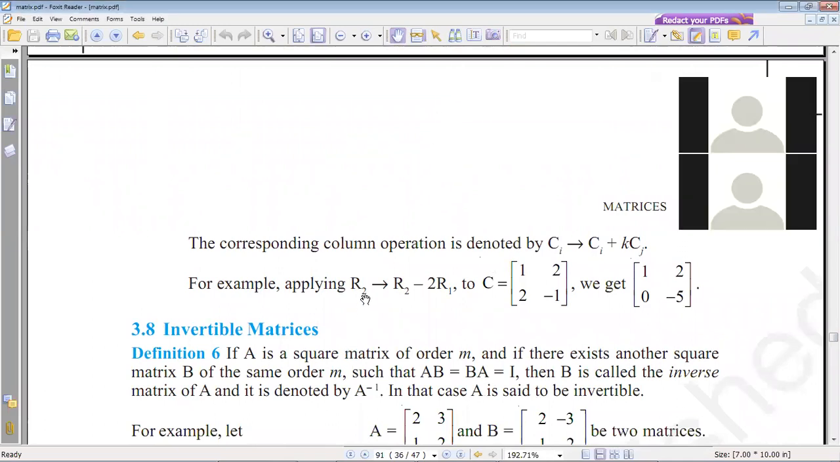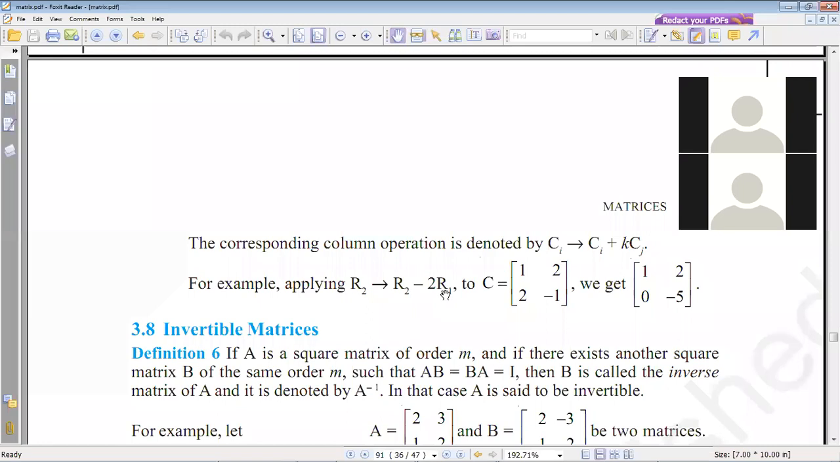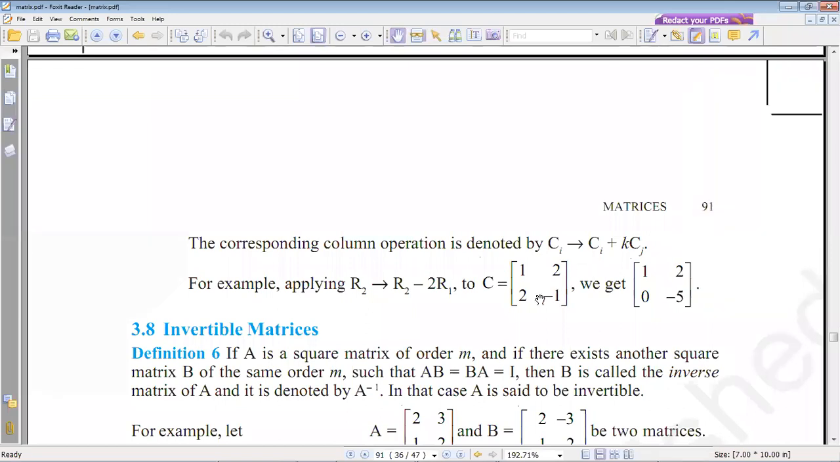In this case, see here, this row 2 is going to be changed with the help of what? Row 1. That means, with the help of row 1. This is the matrix C. So here what happened? Row 2 tends to row 2 minus 2 row 1.